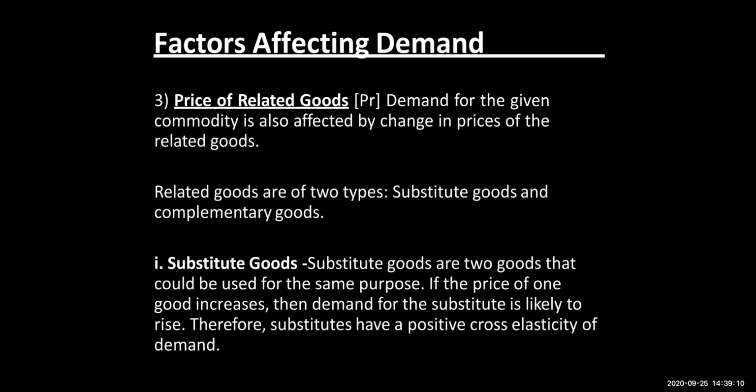The third factor which affects your demand is price of related goods. Now, when we say related goods, it could be either substitute goods or complementary goods. So demand for the given commodity is also affected by change in prices of these related goods, like substitute and complementary. Substitute goods are those goods which can be replaced in place of other.